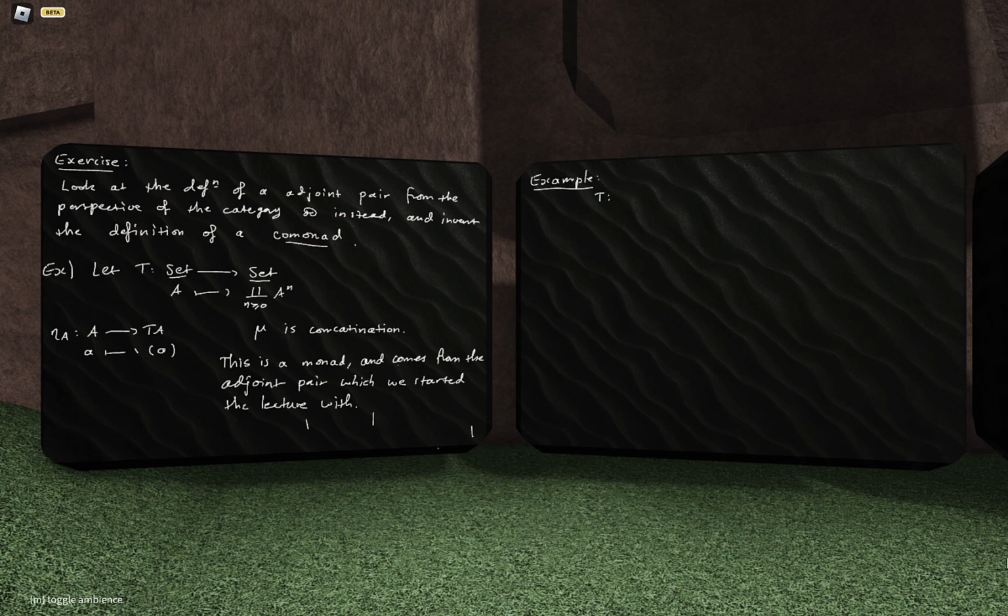Sorry, could I just ask a quick question? Go for it. Looking at mu, it's concatenation. I'm just backtracking from our definition of the kind of thing that mu has to be. On the previous board, you said mu is a natural transformation from M squared to M. What did you mean by M squared? Oh, that's T applied to T.